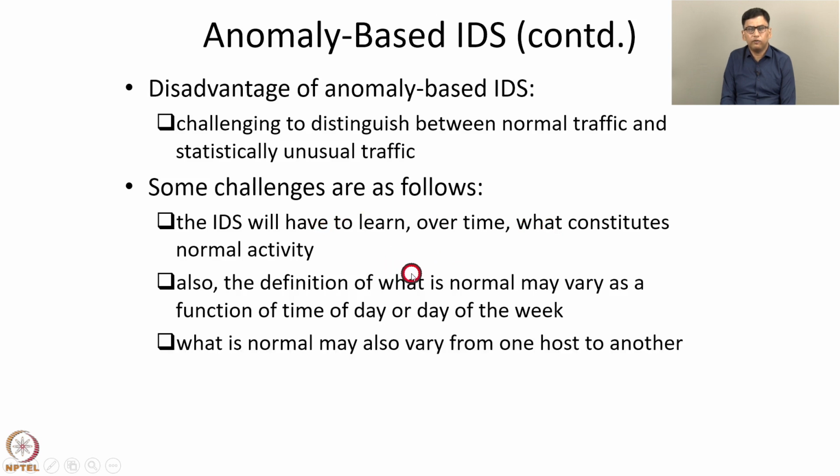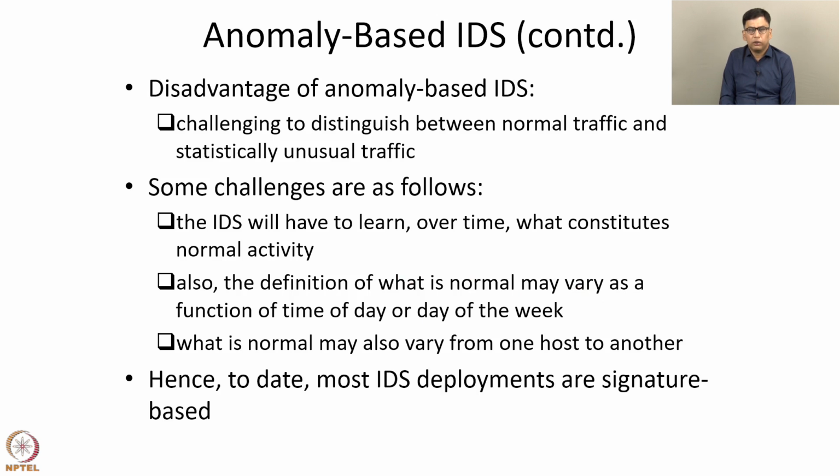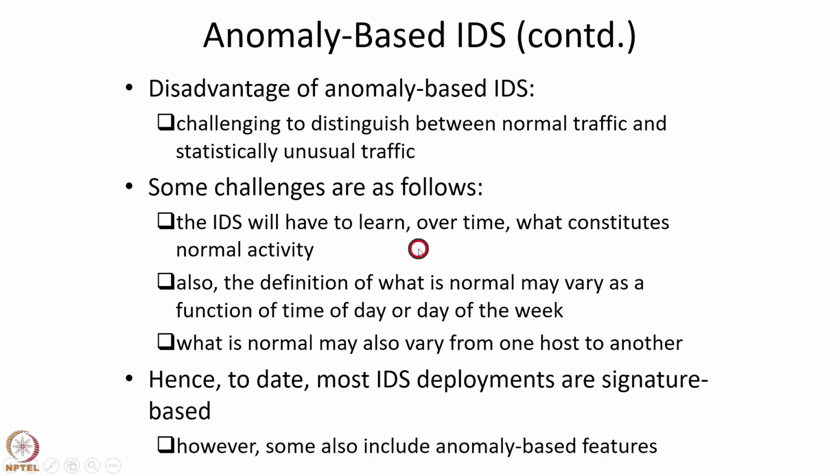What is normal may also vary from one host to another, since different users have different traffic patterns. So, traffic that is normal for one user may not be normal for another user, and vice versa. For these reasons, to date, most IDS deployments are signature based, but some IDSs also include anomaly based features. So, we have discussed the classification of IDSs based on detection method: signature based IDS and anomaly based IDS.